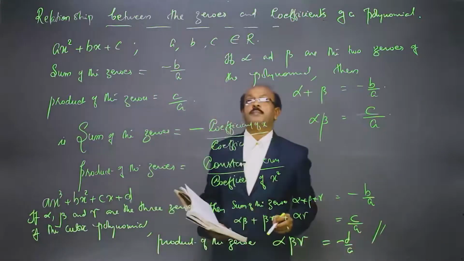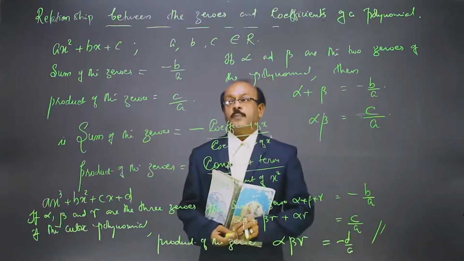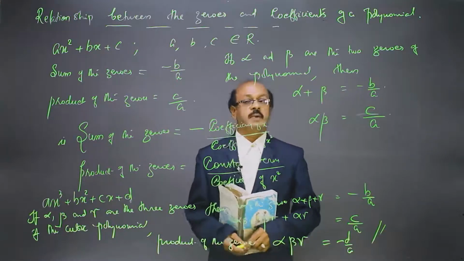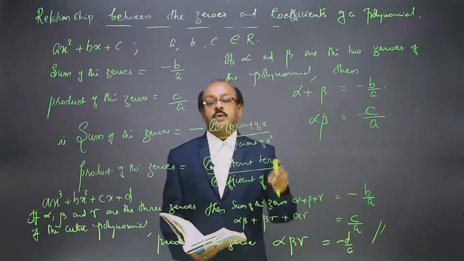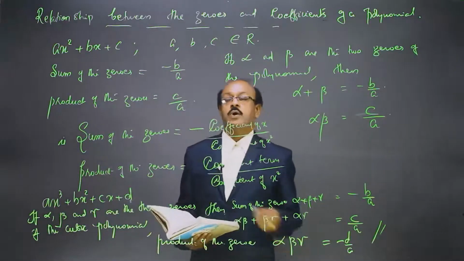These are the relationships between the zeros and coefficients of a polynomial. For a second degree polynomial, the sum of the zeros alpha plus beta will be equal to minus b by a, and the product of the zeros is equal to c by a, where a is the coefficient of x square, b is the coefficient of x, and c is the constant term.